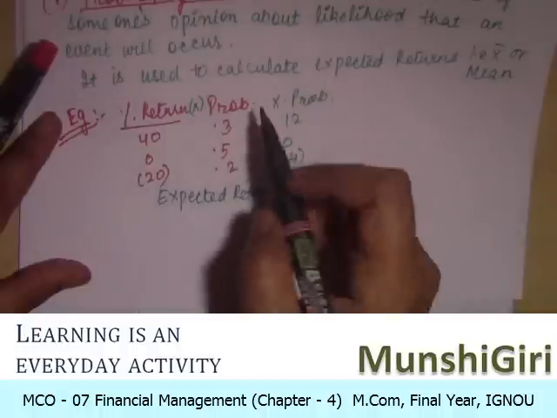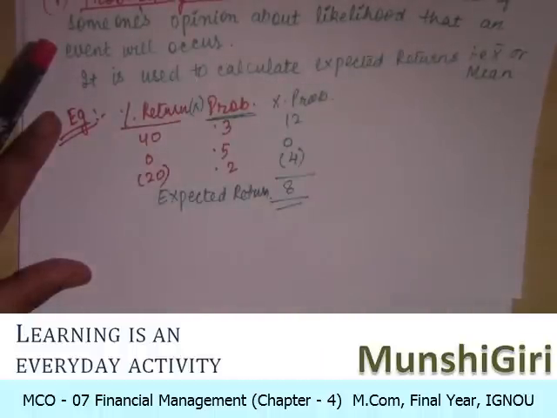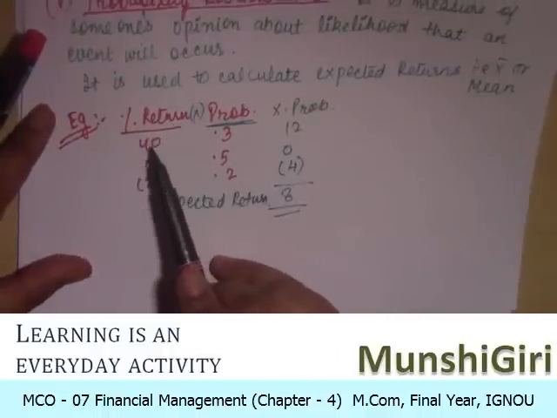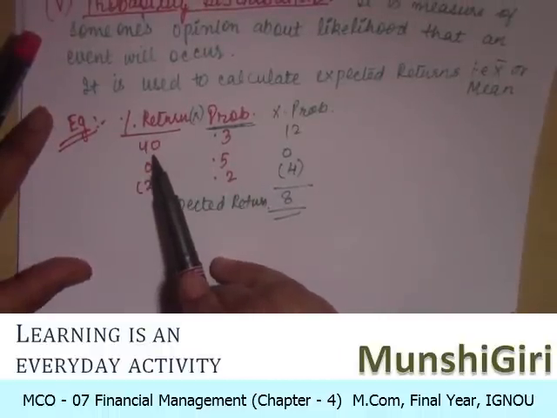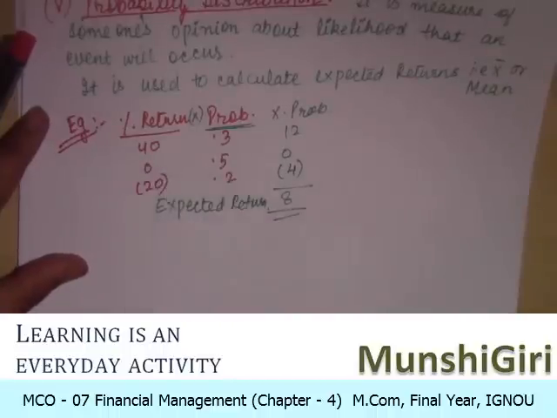So now this probability is the opinion about the likelihood that an event will occur. That is, in our case, that a return of 40% will be provided by the company. The likelihood of this return being 40% is 30.